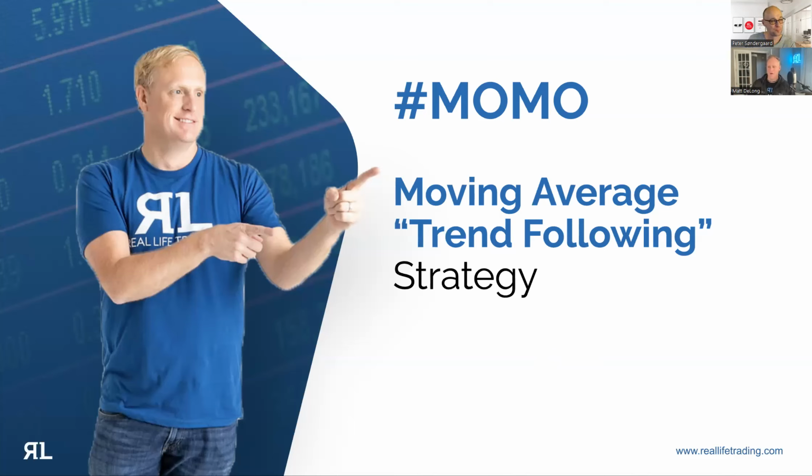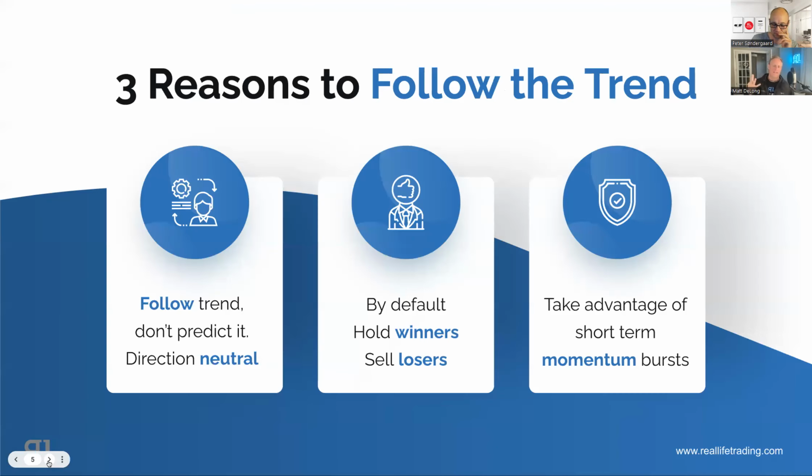So let's walk through this. I do want to share with you why I love this strategy so much, and we're going to talk about returns and how well it's worked on different stocks. But the first thing you need to know is there are really 3 reasons to follow the trend. The trend following strategy that we're talking about here is called MOMO. At the end of the day, you don't have to figure out where the market is going, right? You don't need to know that. One of the things you do need to do is figure out how to identify the trend and then go in the direction of the trend.